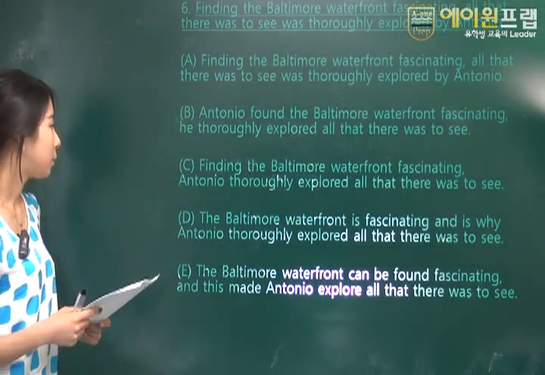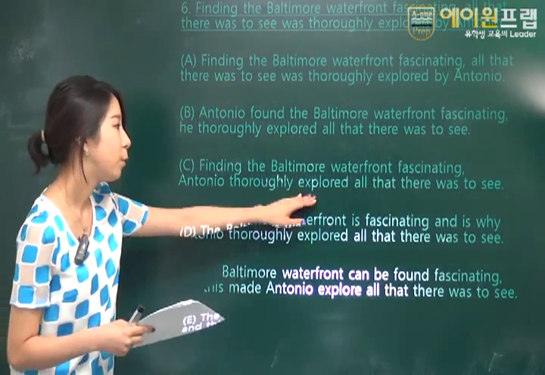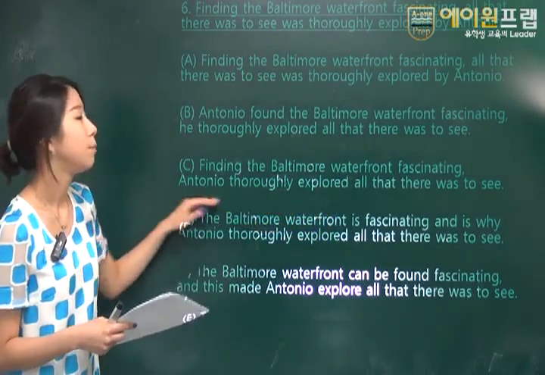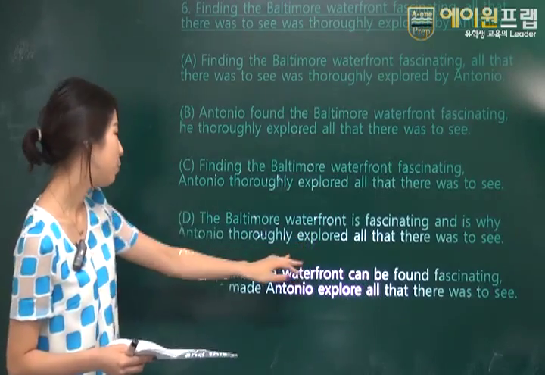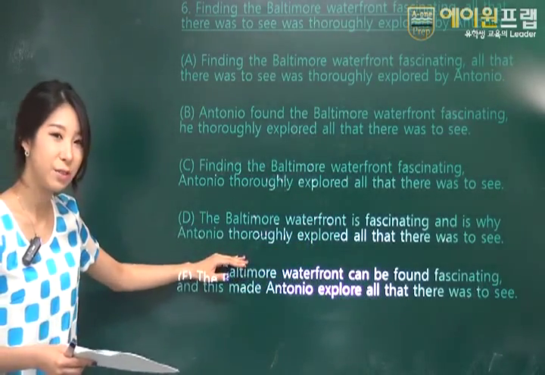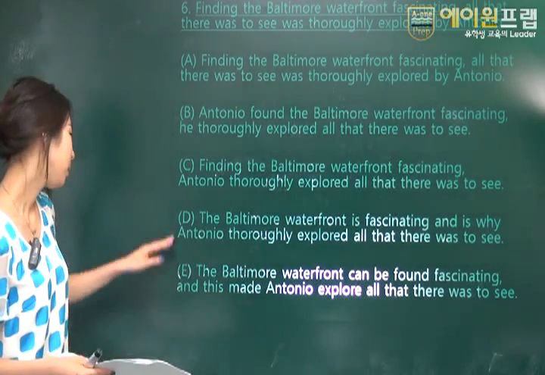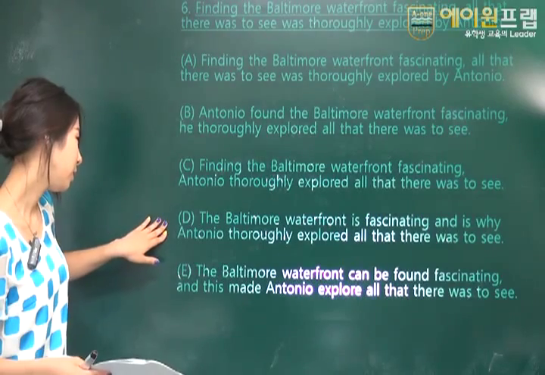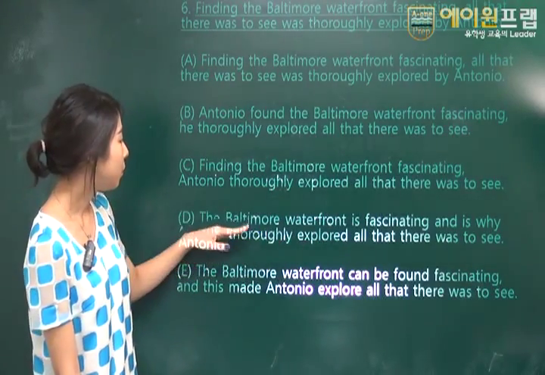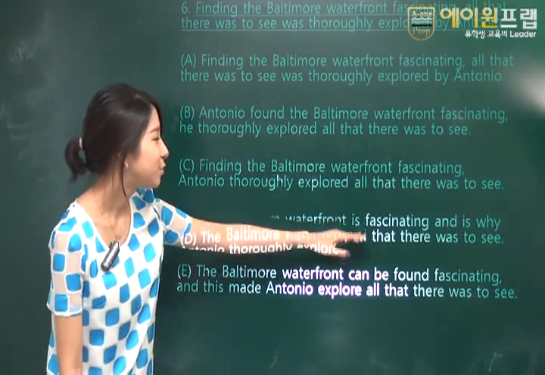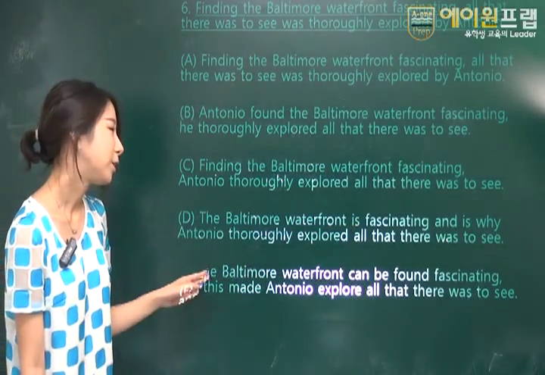So moving on to option C: "Finding the Baltimore waterfront fascinating, comma, Antonio thoroughly explored all that there was to see." Perfect, right? So we'll keep it. Then D: "The Baltimore waterfront is fascinating, and it's why Antonio thoroughly explored all that there was to see." It's wordy. I don't think it's worth keeping.